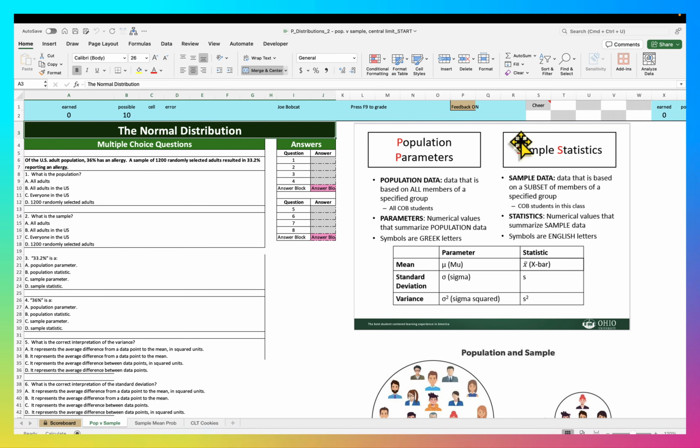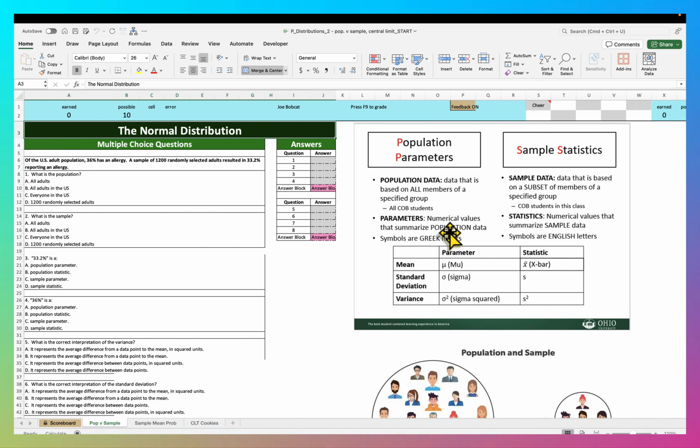In our previous look at distributions, we were dealing with populations. We had all the data and we simply wanted to see where individual people landed against the whole population. So we were dealing with population data. Data is based on all the members of a specified group, for example, all COB students. And population data is described by parameters, which are numerical values that summarize the data.